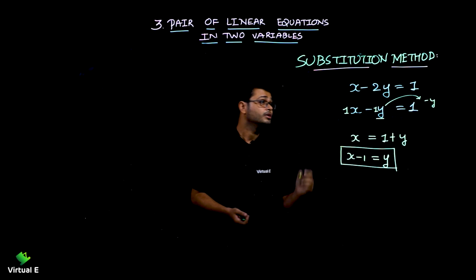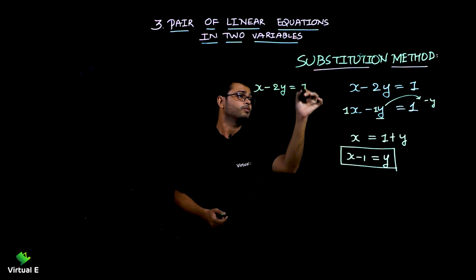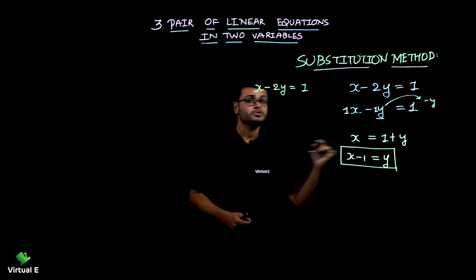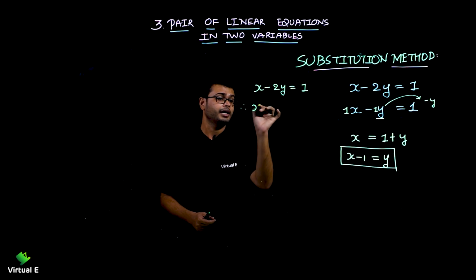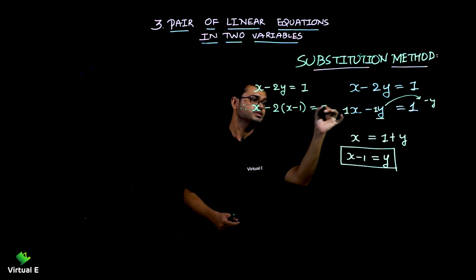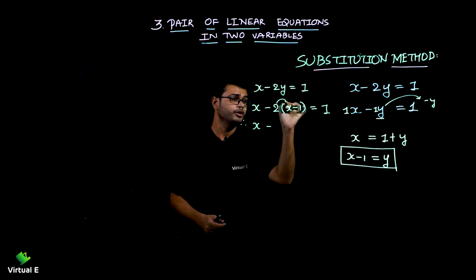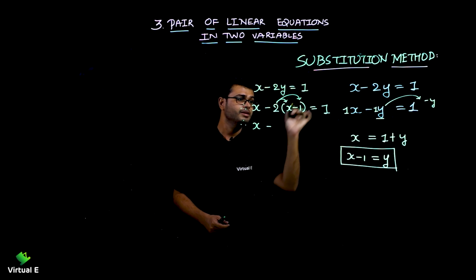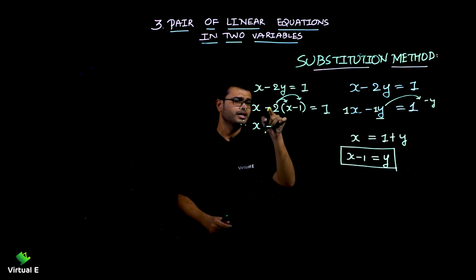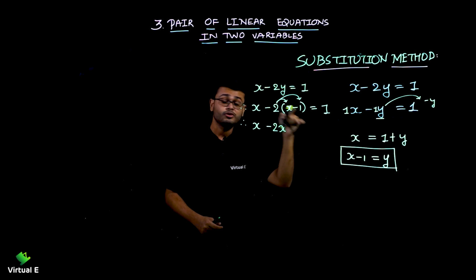Let me start with it. So I have the equation x minus 2y is equal to 1, and instead of y, what I am going to write this time? x minus 1. So x minus 2 into x minus 1 is equal to 1. So x minus, I am going to use the distributive property. I will multiply this minus 2 with each term one by one. Minus 2 into x, that will make minus 2x.